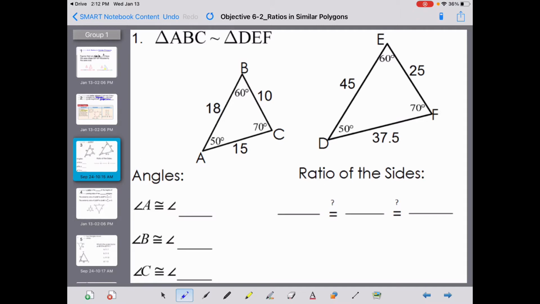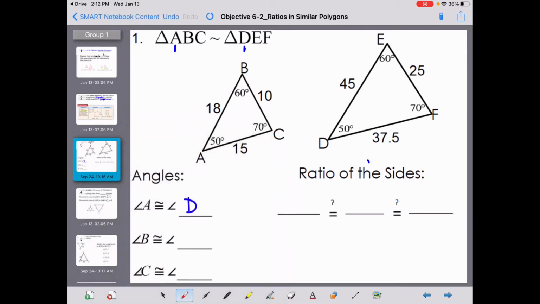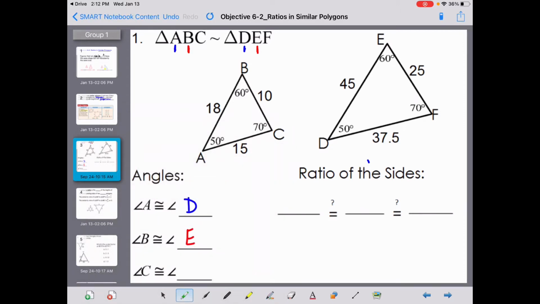So if I'm given this statement that triangle ABC is similar to triangle DEF, I know from the similarity statement that angle A and angle D are going to be the same size. I know that angle B and angle E are going to be the same size. And I also know that angle C and angle F are going to be the same size. They're going to be congruent because that's the order that they come in their similarity statement.